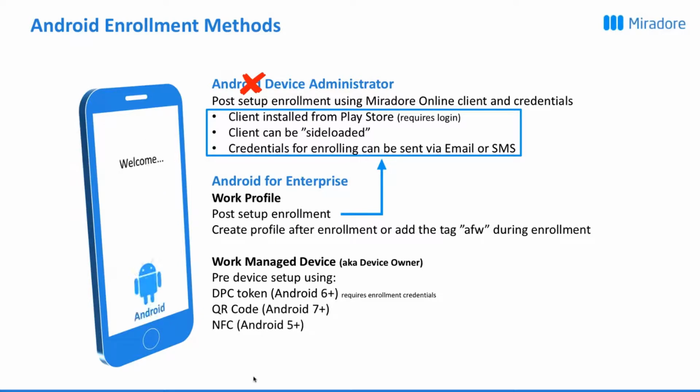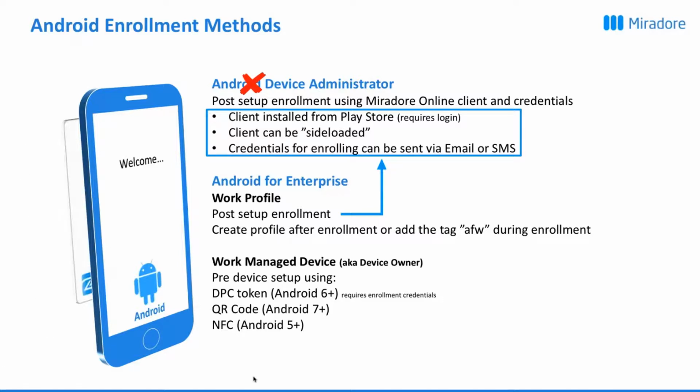Last but not least, we have NFC, and I would say this is the easiest way to enroll an Android device into Miradore Online as of today. This is supported from Android 5 and newer, and it could be done using 2 phones. One phone would read the QR code, and then our Miradore Online provisioning app would beam the NFC data to the next device to start the enrollment.